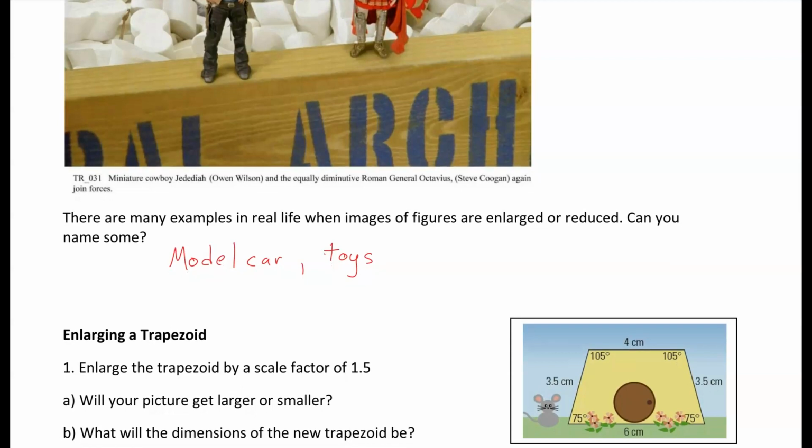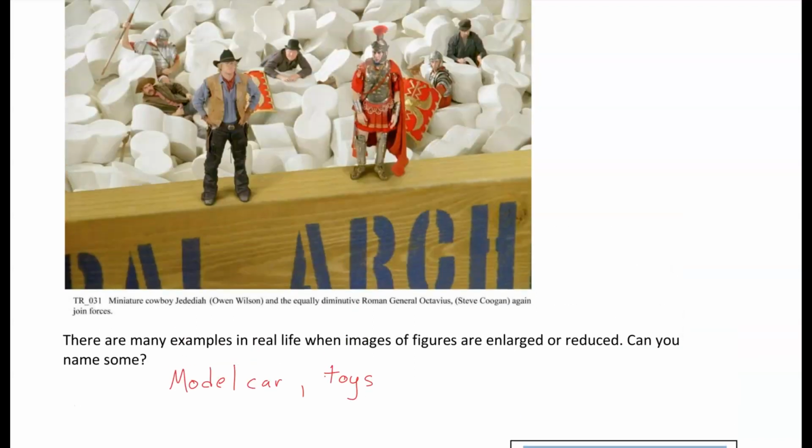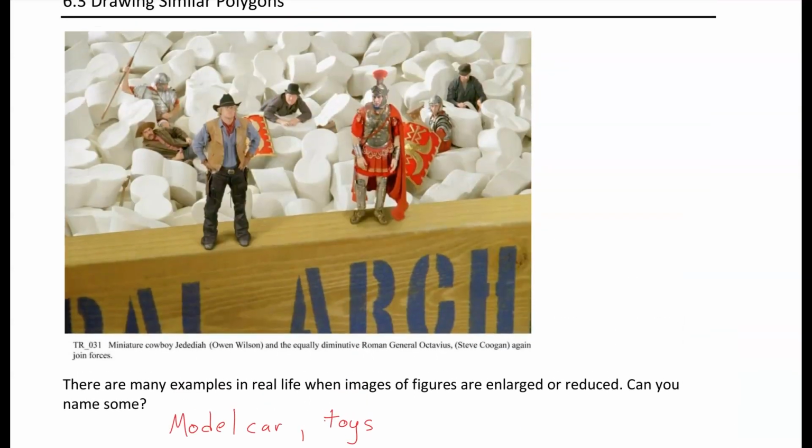So there are many examples in real life when images of figures are enlarged or reduced. Now, a couple of those are obvious ones, so model cars, toys. In this movie here, for example, they had to make it appear that the people were tiny, so they had to scale up all of the different shapes around them so that they would properly look like they were tiny, so that they had to make an enlargement of those shapes. So for example, these packing peanuts, they had to make it look like to a certain scale that the people appeared to be tiny.